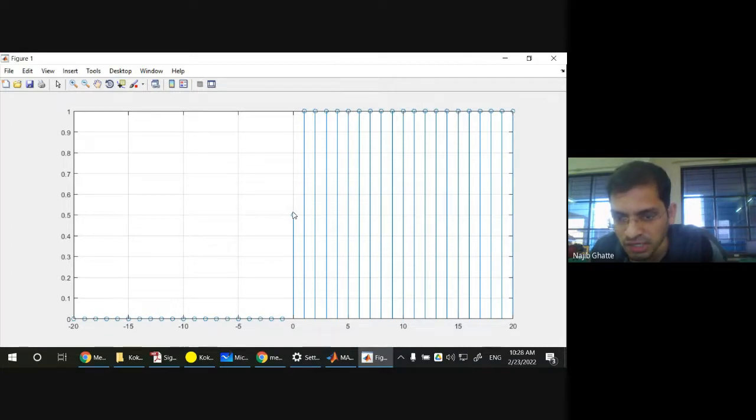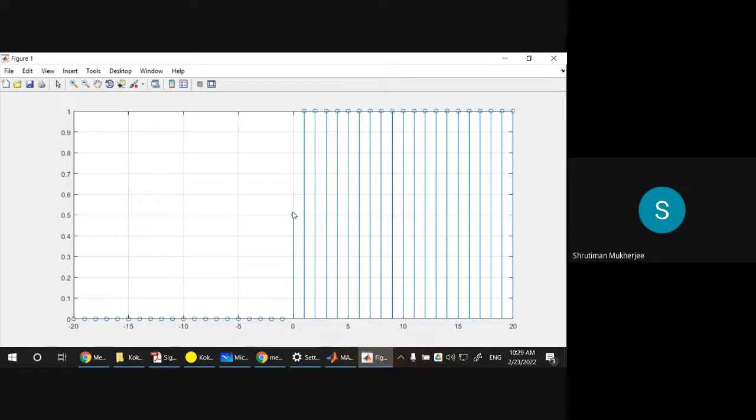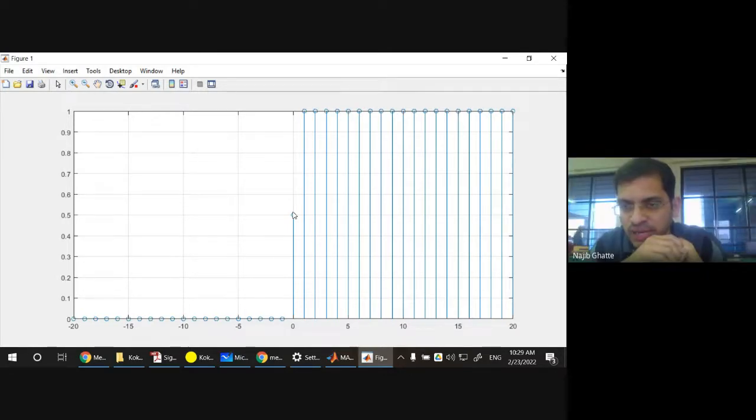In case of discrete time Heaviside function at n equal to 0, you have to take value as 1 and not 0.5. Now my question: a discrete time unit step function, the value at n equal to 0 is 1, 0, or 0.5, or infinity. What will be your answer, sir? Discrete time unit step, 1. Yes. If it is continuous time, then 0.5. Why, sir? Because Gibbs phenomenon is not applicable for discrete time.